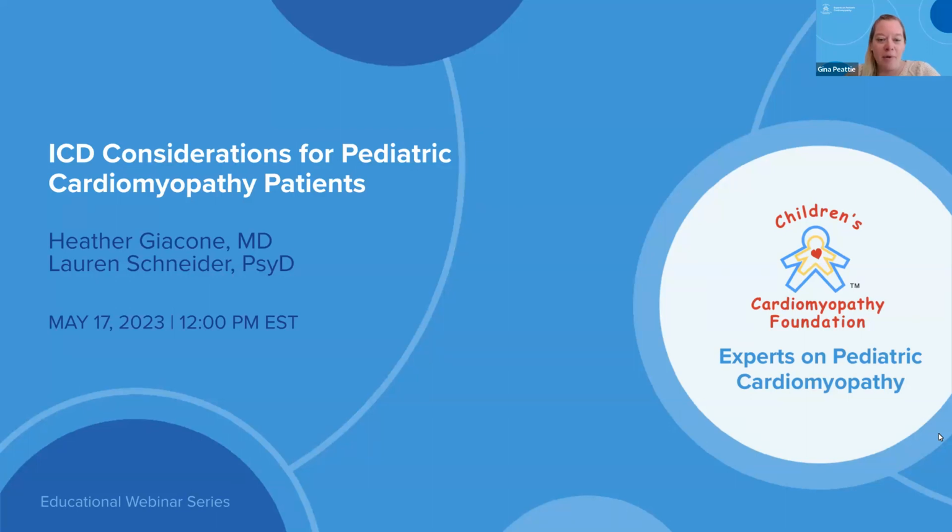CCF is a nonprofit organization dedicated to finding the causes and cures for pediatric cardiomyopathy through the support of research, education, awareness, and advocacy. Established in 2002, CCF has grown into a global community of families, physicians, and scientists focused on improving diagnosis, treatment, and quality of life for children with cardiomyopathy.